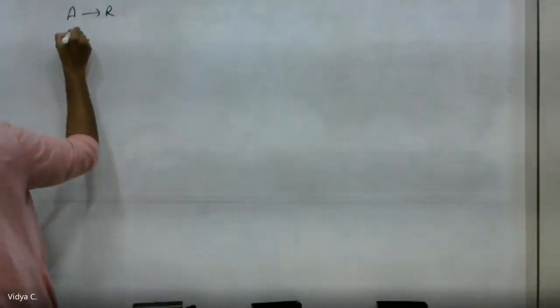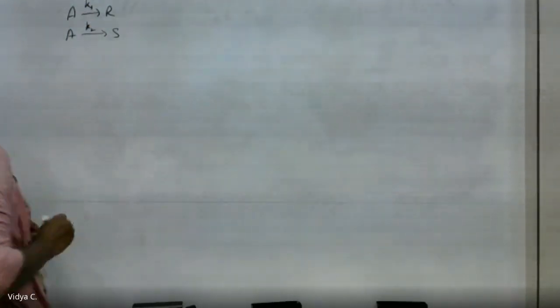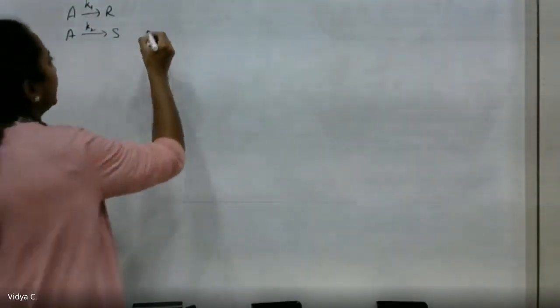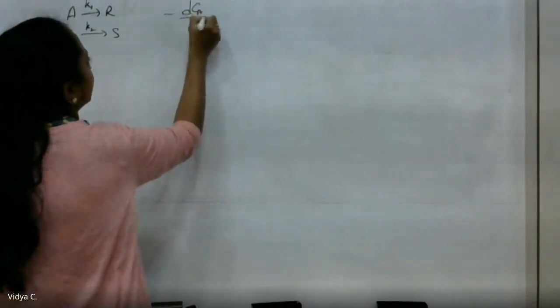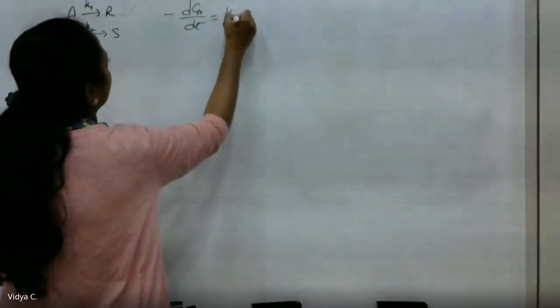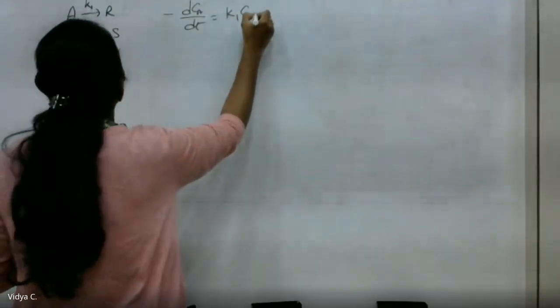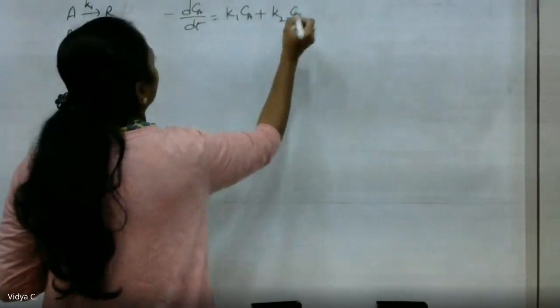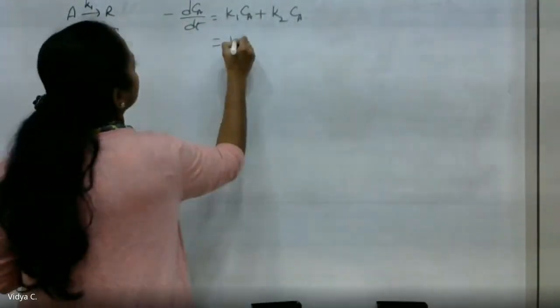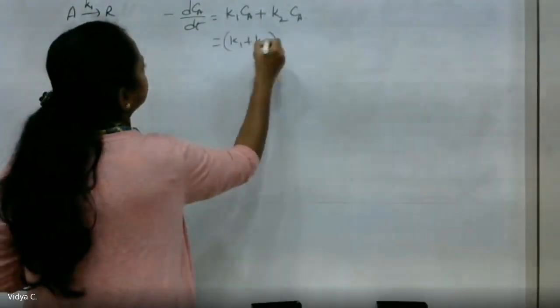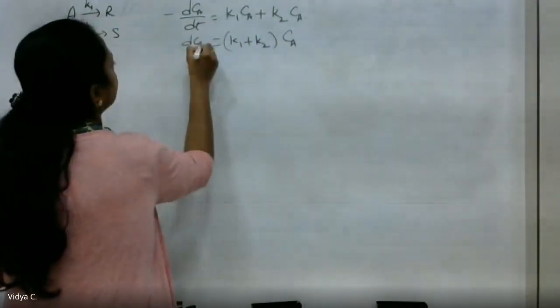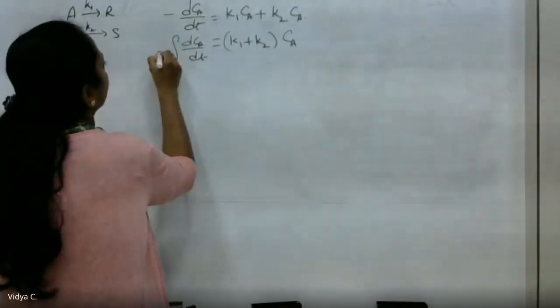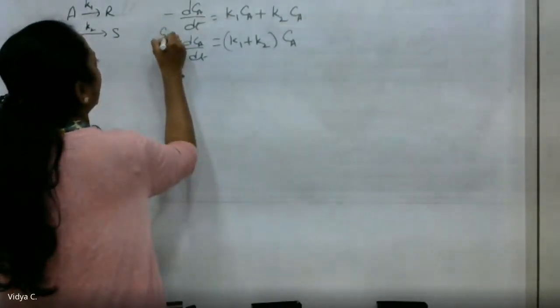What I have taken in the material is A gives R and A gives S. This is what I have taken. So let me take that only. So if I write a rate equation for this, it will be minus dCA by dt equal to K1 CA plus K2 CA. Okay, so you can now write this as K1 plus K2 into CA, minus dCA by dt. Okay, so what I'll do, I take the limits CA0 to CA.